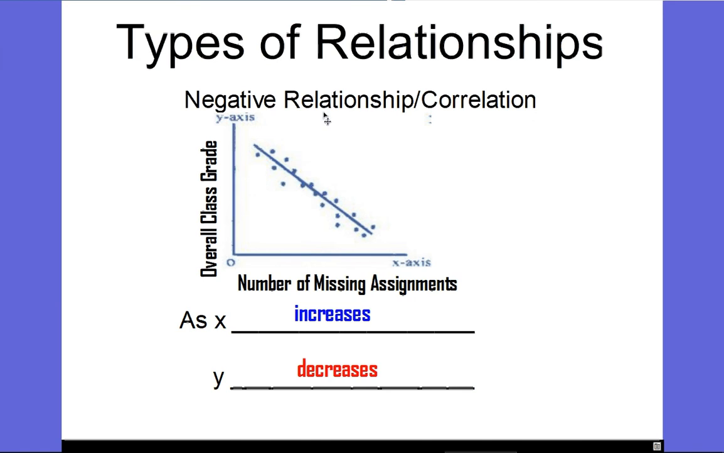For a negative relationship or correlation, as your number of missing assignments piles up, your overall class grade will decrease. That means as x increases, y decreases. So this is kind of like a negative slope.